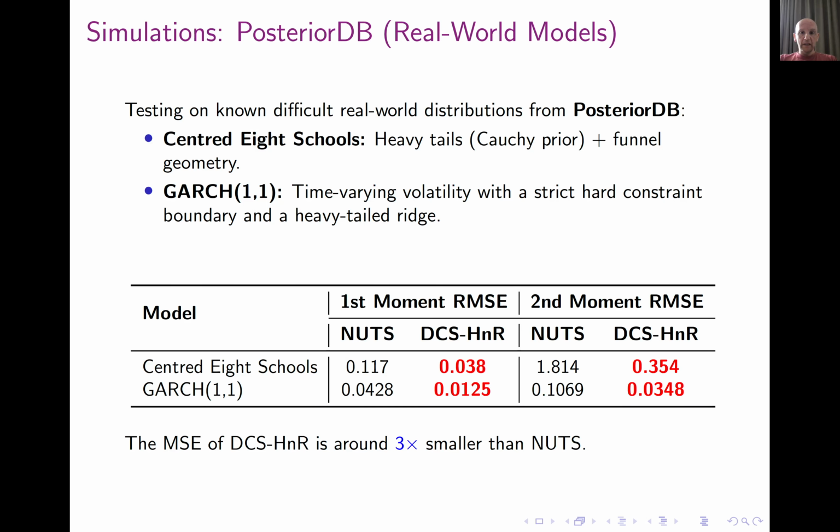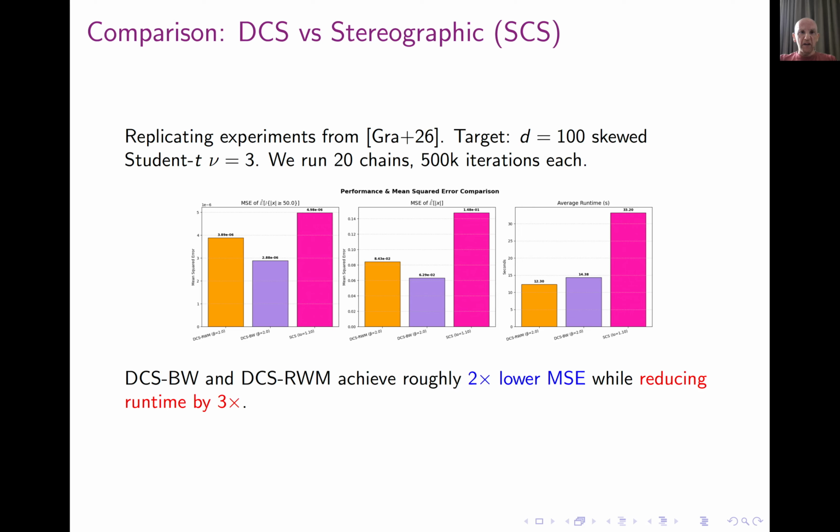Now, for a final example, we need to compare with this very recent stereographic projection sampler, which is designed to deal with heavy-tailed targets. Here D is 100 dimensions. It's a skewed Student t. This is an example from the paper. And here we don't give a budget. We run 20 chains with 500,000 iterations, so that's the length of the chain. And then we look at what we get.